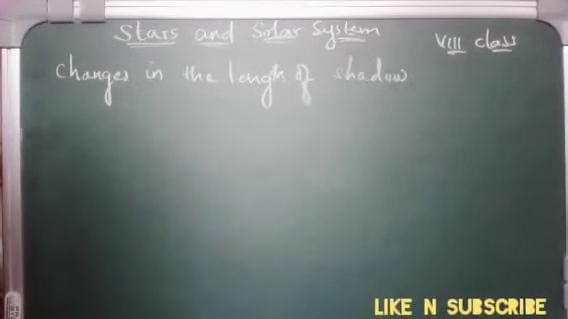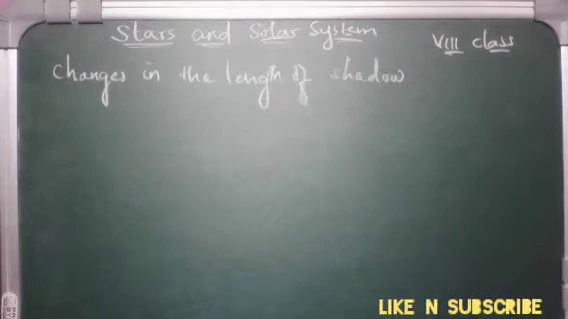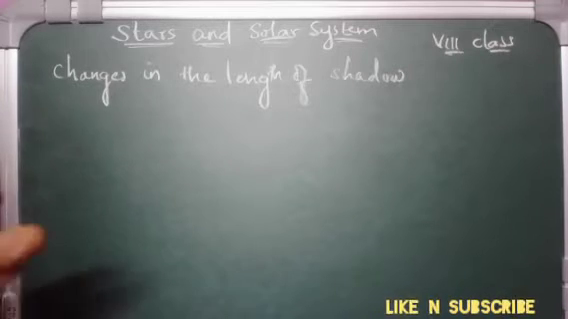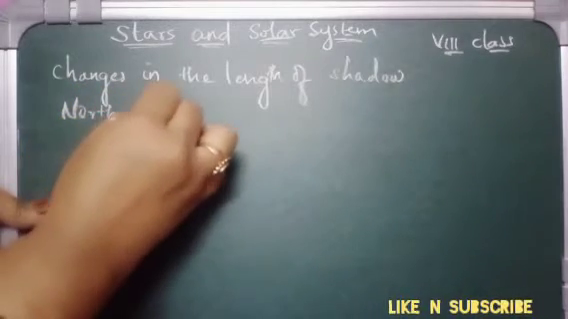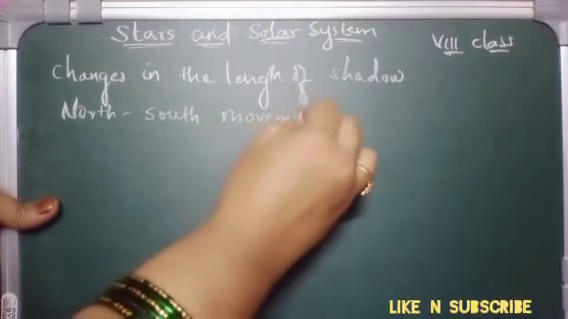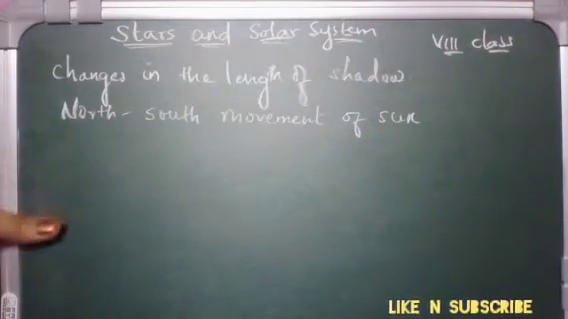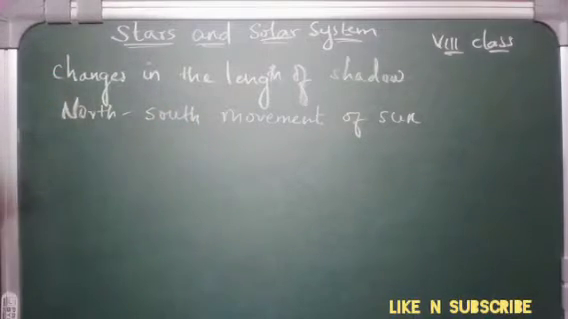So in today's class, we are going to understand the movement of the sun. Is the sun moving toward the north side or towards the south side? How does the north-south movement of the sun take place, and what is the north side called, or what is the south side called? So we will learn about the north-south movement of the sun. Let us understand what this is.